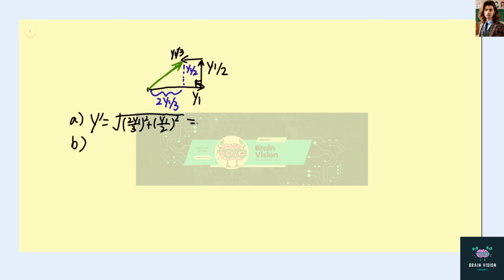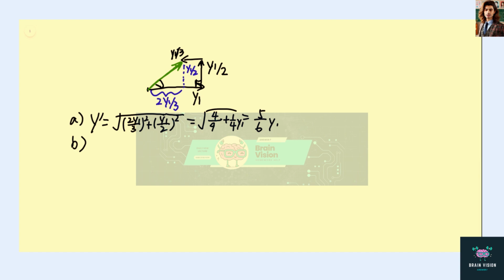So this is y1 times the square root of 4 over 9 plus 1 over 4, which is 25 over 36. The square root of 25 over 36 is actually equal to 5 over 6 times y1.